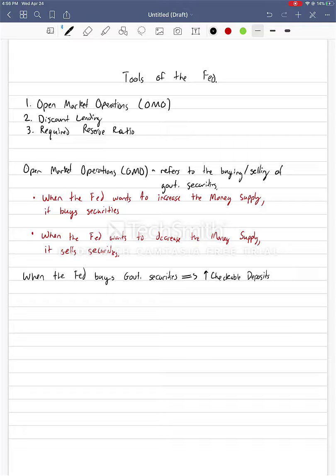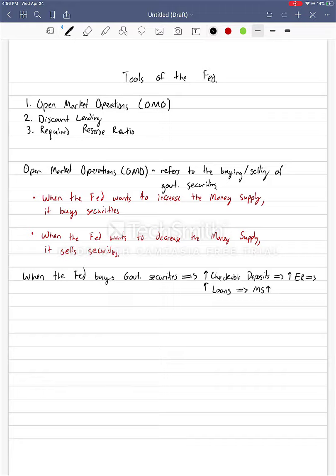So once again, if the Fed buys some of my government securities, they're not going to send me that cash in the mail. They're going to deposit that money directly into my checking account. So we know that when checkable deposits go up, that's going to lead to an increase in excess reserves for banks. Now, as excess reserves go up, that's going to lead to an increase in loans that banks can issue. And we know that when loans are issued, that is when we see the money supply increasing.